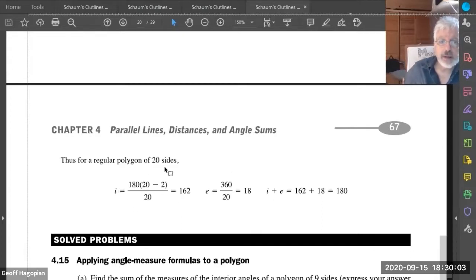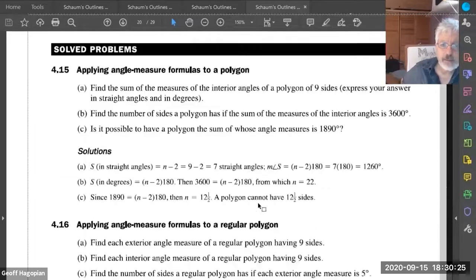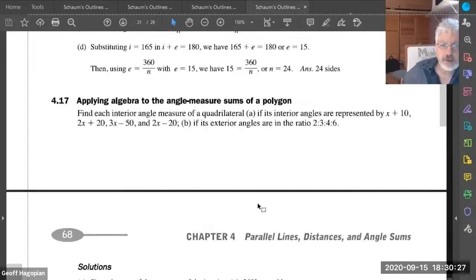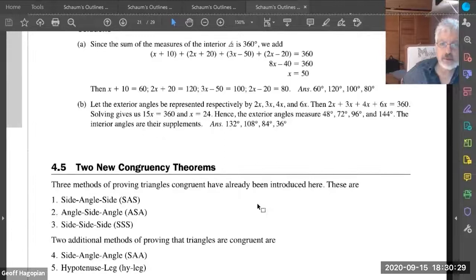That's for a regular polygon with 20 sides. Can you have 20 sides? That's a lot of sides. Yeah, you can have hundreds of sides if you like. And a regular polygon looks like a circle, right? Very close to a circle if you have lots and lots of sides. But yeah, so the interior angles, oh, it works out to a nice whole number here. It's 162. The exterior angle will be 18. Okay. They have some solved problems here. Go ahead and read those over.